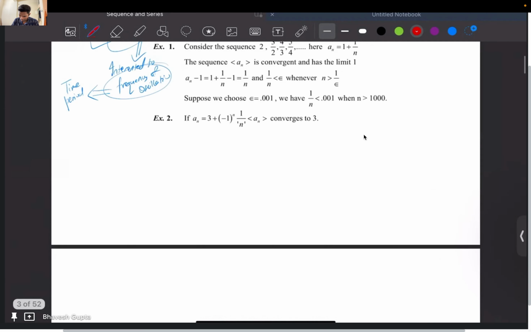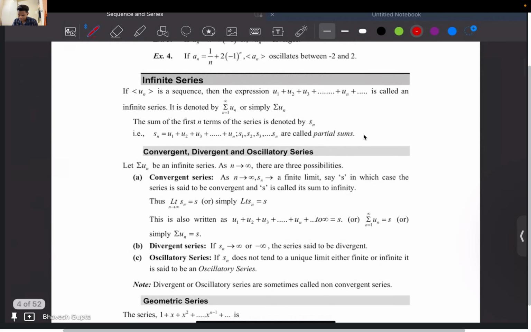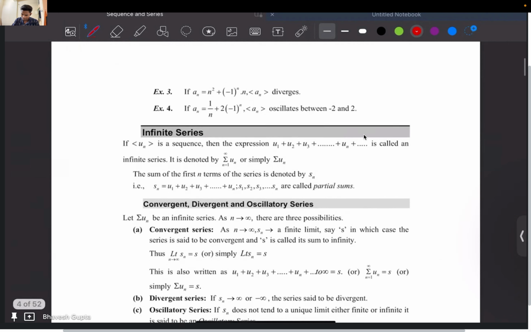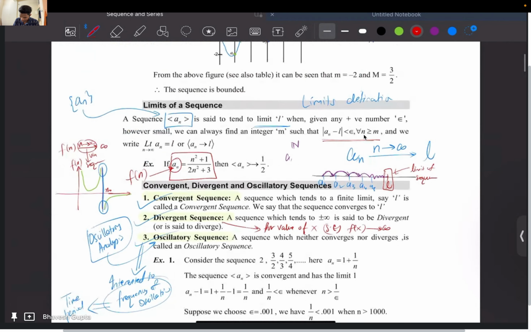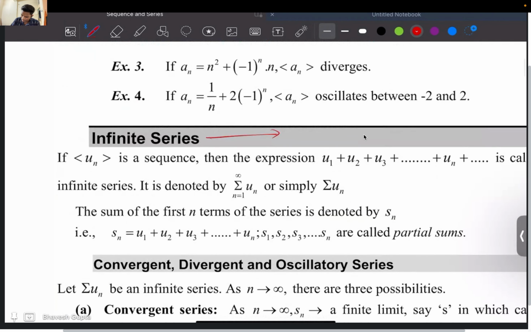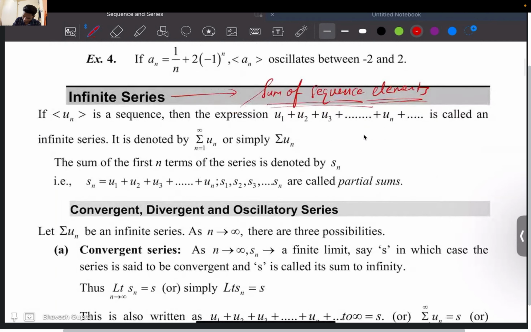And there is something called infinite series. First let me make you understand what we mean by a series. Series is nothing but basically summation. You can say sum of sequences, or sum of sequence elements, I would say, in very layman language. As you can see from here, you're summing up all the elements. So the quantity which you end up with is something called a series.